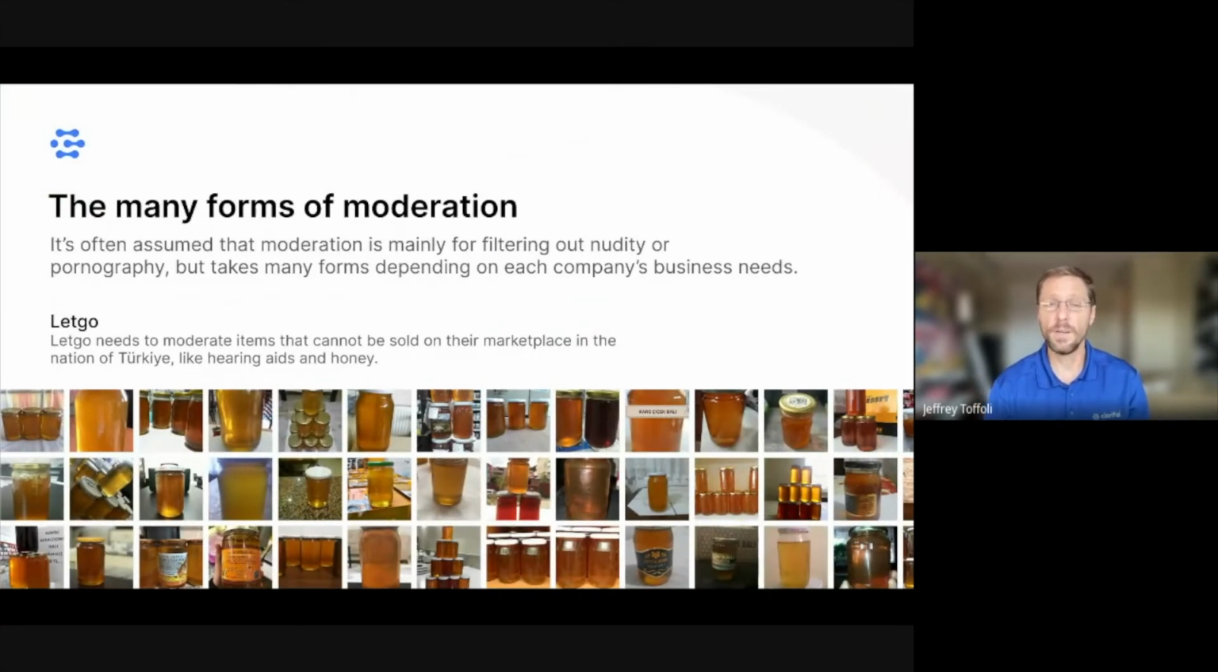Here's an example of a vendor that we work with out of Turkey, Letgo, and they have a secondhand marketplace, not unlike, say, Craigslist in the United States. We work with them on moderating inappropriate content, much like nudity and other issues like that. But there's a specific particular issue in Turkey where they tightly regulate the trade of honey. So we had to extend their moderation solution with this ability to recognize honey. And you see various examples of honey images that have been moderated.